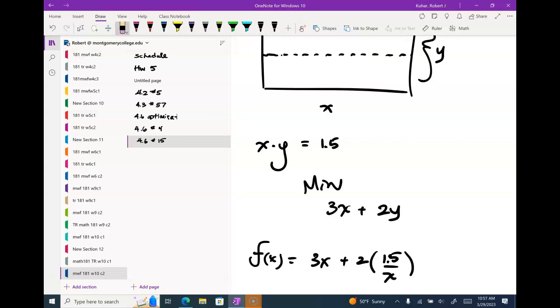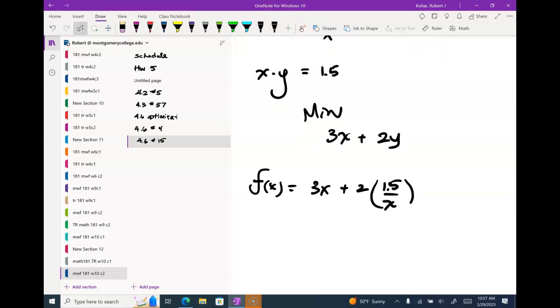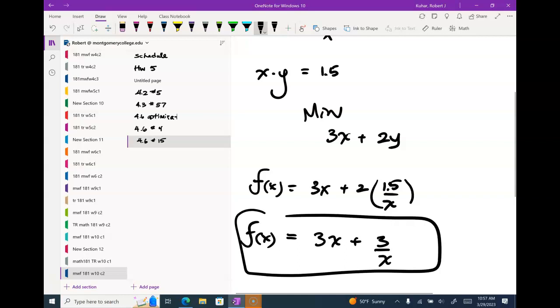Sorry. So second step, take your equation, solve for y, plug that value of y into the piece you're trying to optimize to create a function of x. Right? So what is this? 3x plus 3 over x. So there's my function that I'm going to try and find the minimum of.